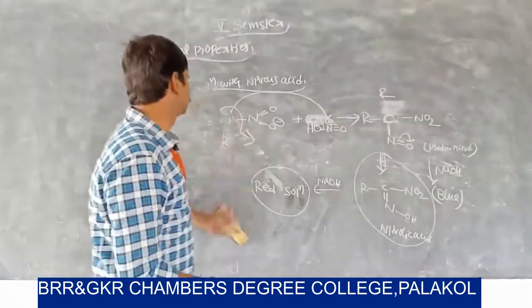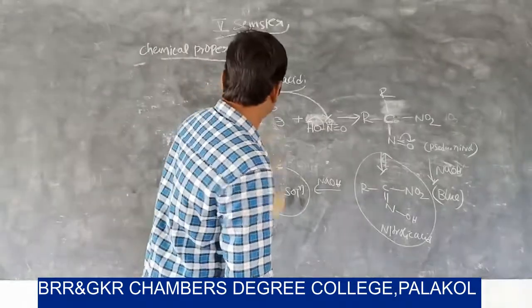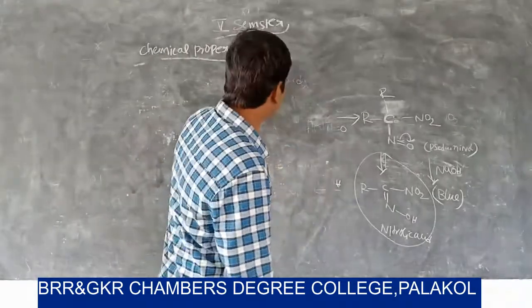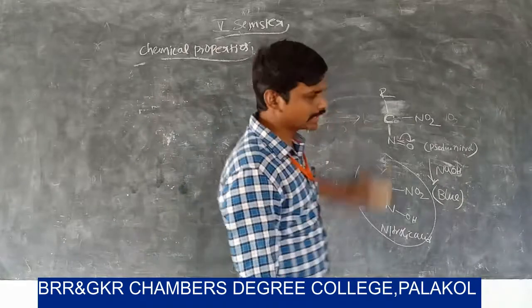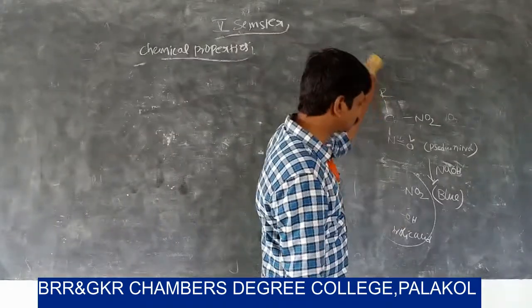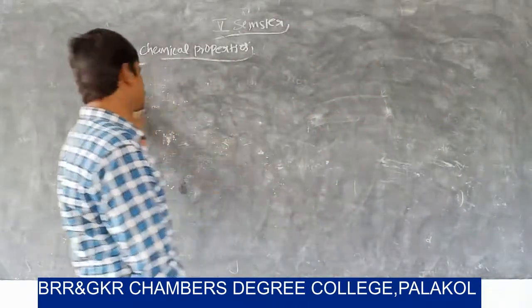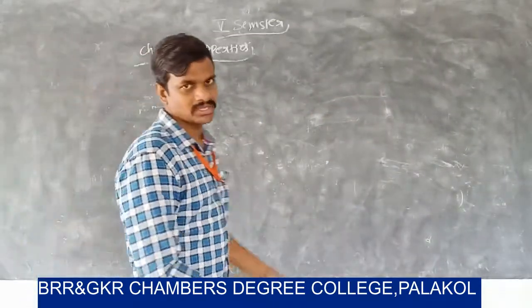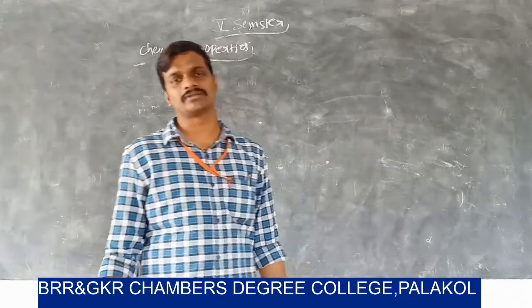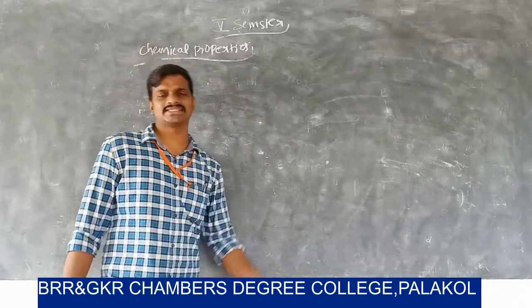In the next session, we will discuss the remaining chemical properties. We have 8 chemical properties. We discussed 3 chemical properties. The remaining 5 chemical properties will be discussed in the next session.